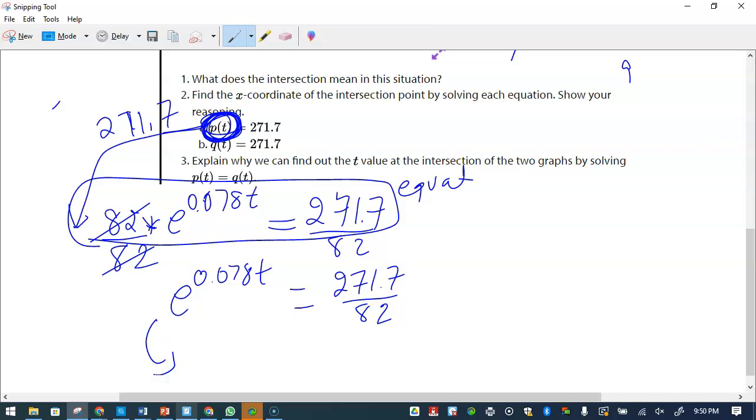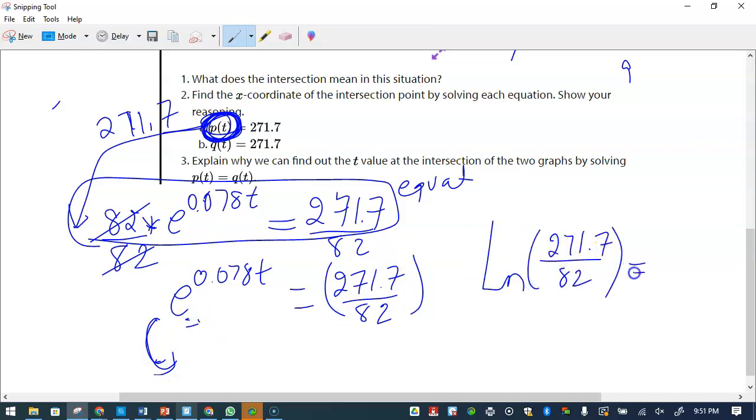So when you change this to exponential form, there is an e. So this is the output. So you write ln of the output, which is 271.7 divided by 82 equals, this is the input. The input becomes the output. So 0.078. See, that's all you do all the time. Now divide by 0.078 both sides.